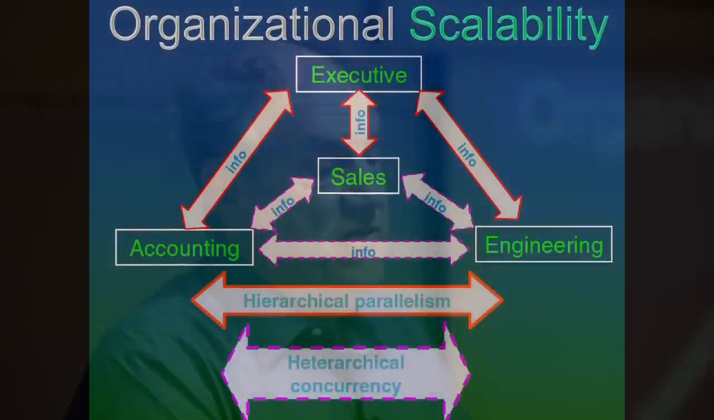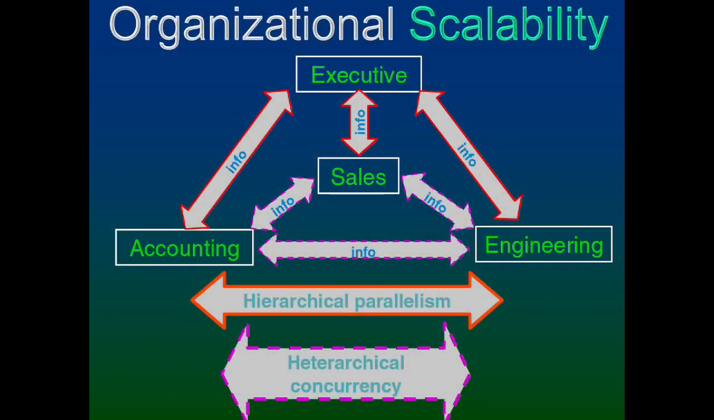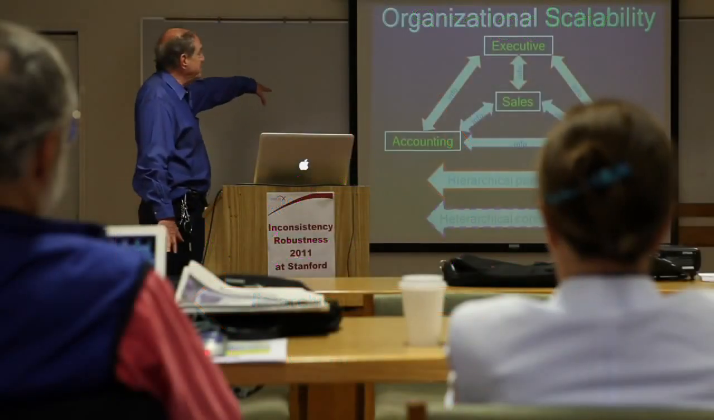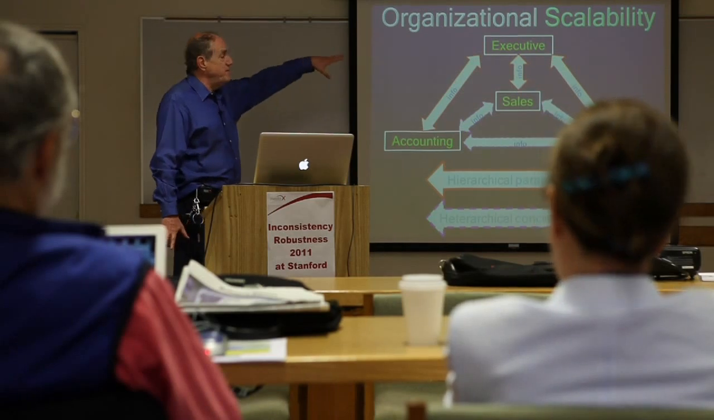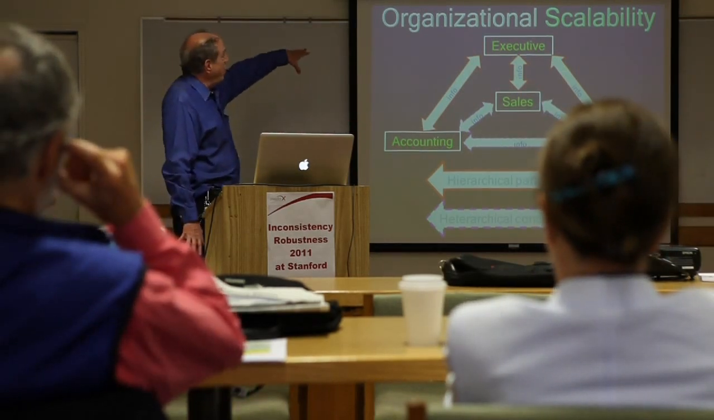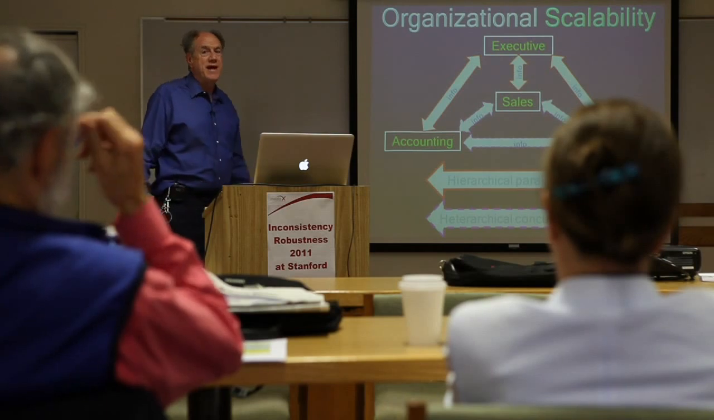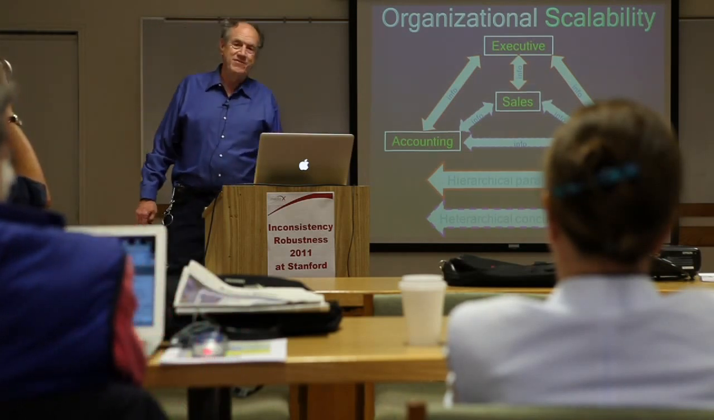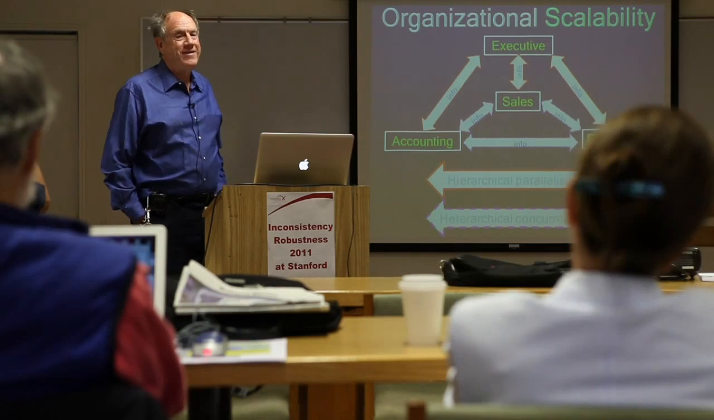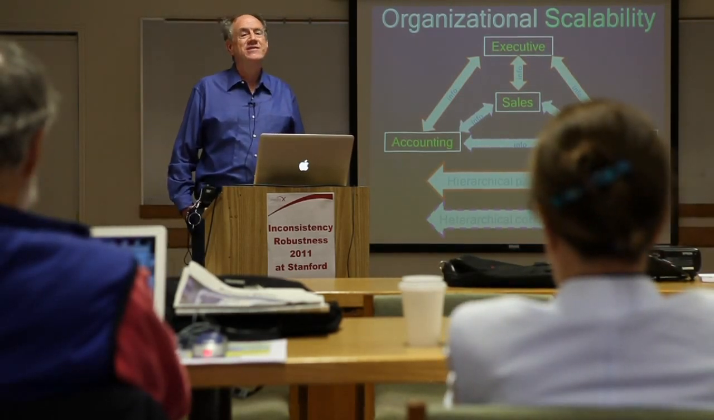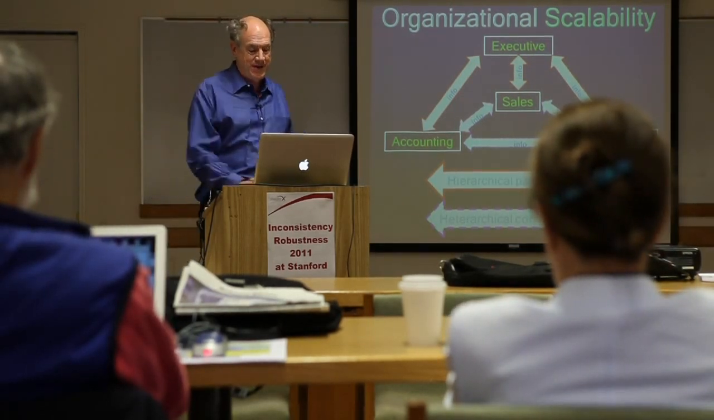So we scale up these organizations and we divide them up so that they can have scalability. Here we have the executive up the top, we have the sales department, the engineering department, the accounting department. And that's basically hierarchical parallelism and also hierarchical concurrency, because accounting has to be able to talk to sales, sales has to talk to engineering. You can't all go up to the executive at the top, even though they try. Steve tries to run it all, he can't. He just doesn't have the computational capacity.